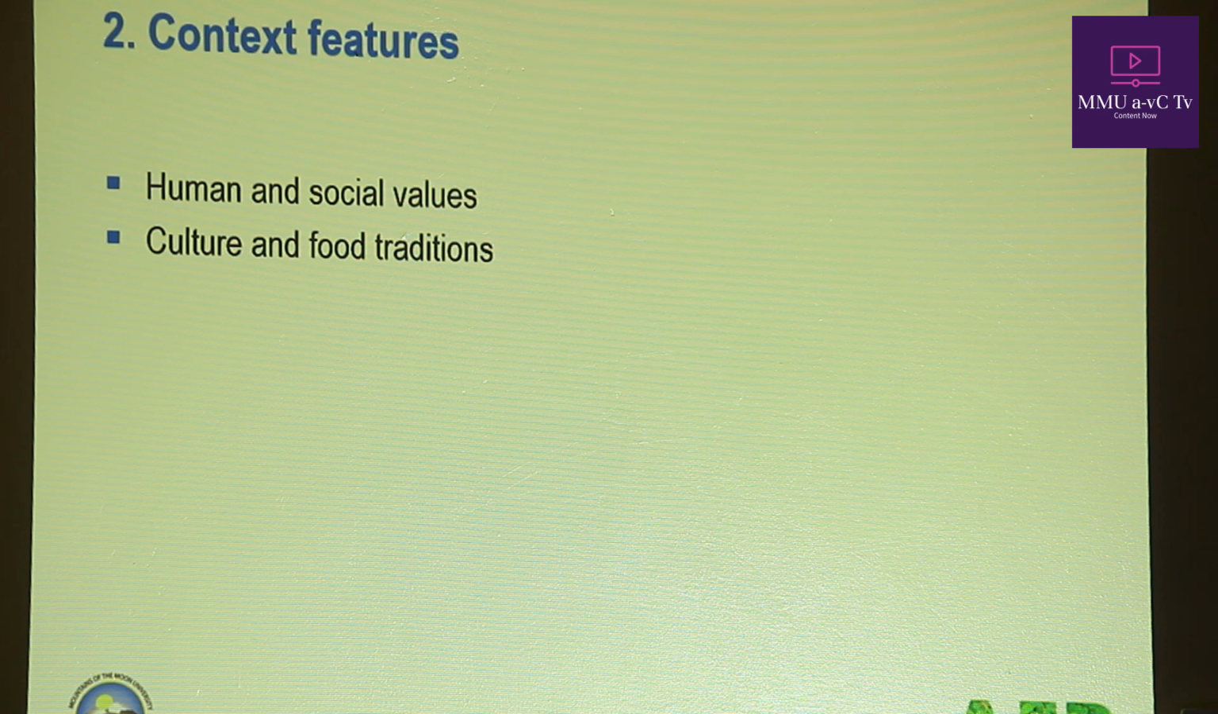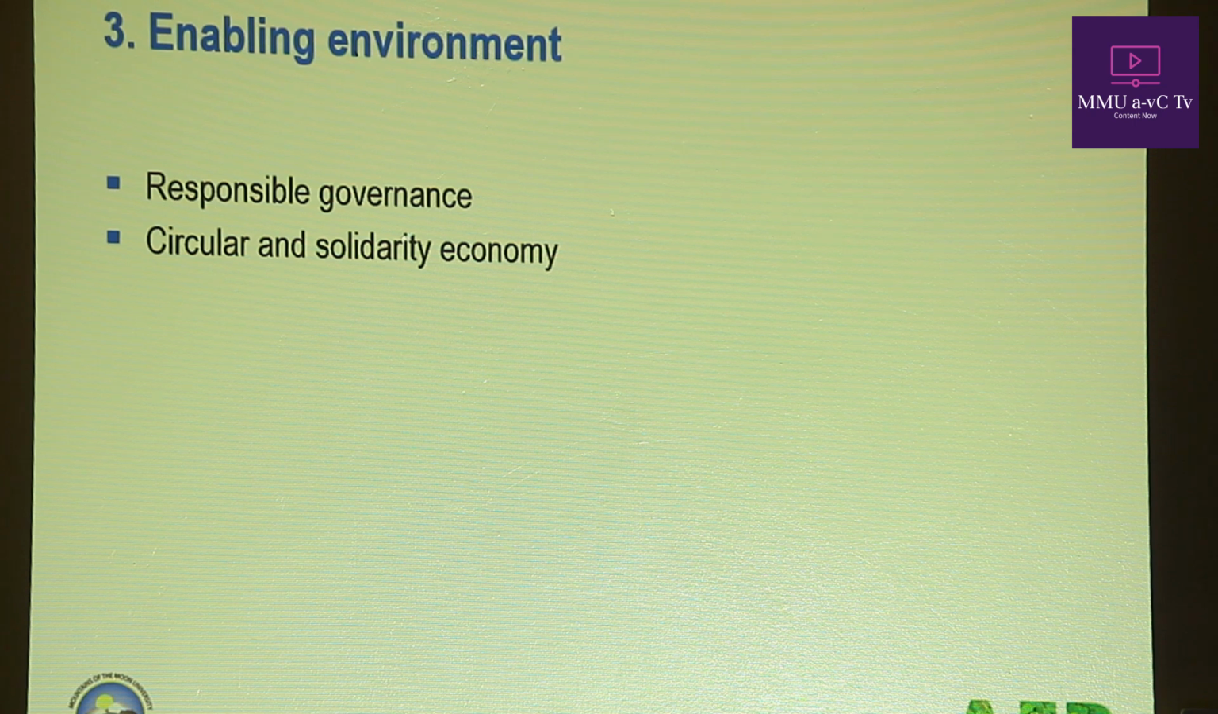Then we look always at contextualized solutions. So we look at the human and the social values, and this will affect the adoption of the practices that we have talked about in category 1. The culture and food traditions of the people, very key. When we are making a new variety of a particular crop or producing a new livestock breed, we have to look into the culture and food traditions of the people to see if this particular innovation will actually be adopted. And this is how agroecology is addressing some of the failures of previous agricultural systems.